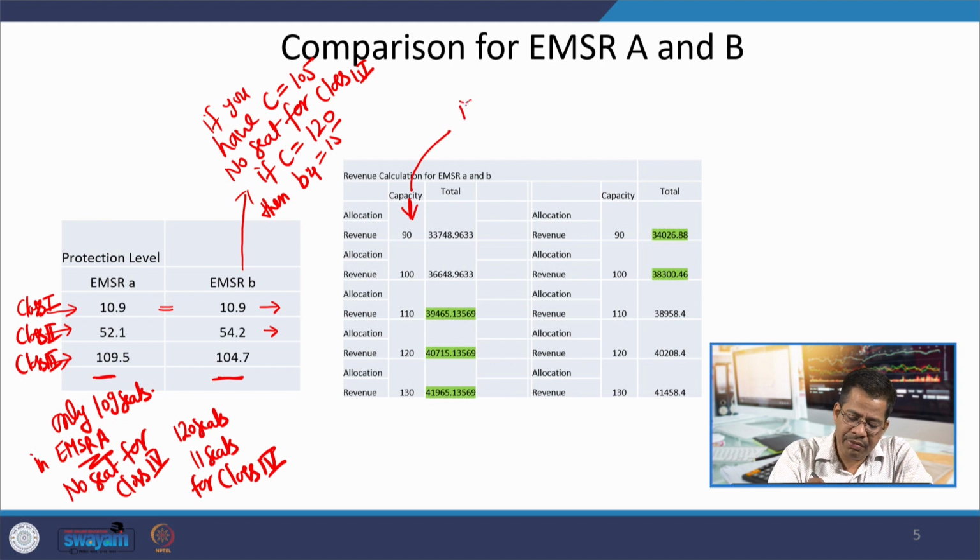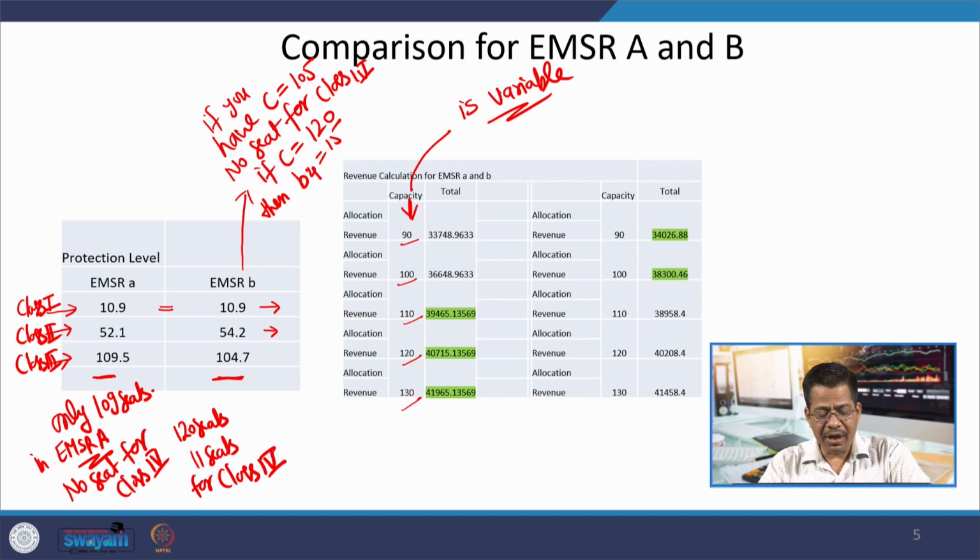Capacity is variable, and we have done this calculation for different levels of capacity: 90, 100, 110, 120 and 130. Now, when we have 90 seats, the total revenue is close to 33,748. Forget the decimals, let us concentrate only on the integer part, that is 33,748. While for the same 90 seats, you have revenue equal to 34,026 for your EMSR B.